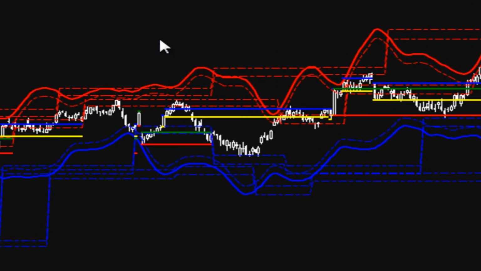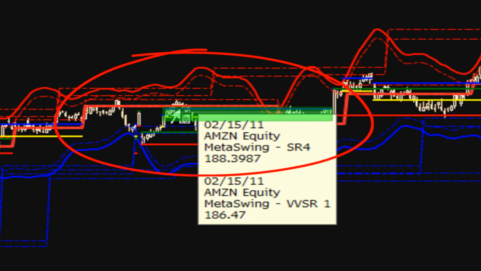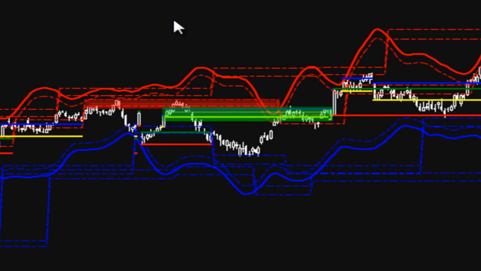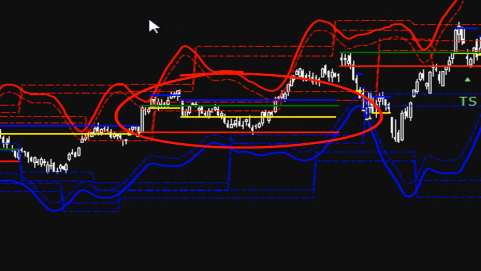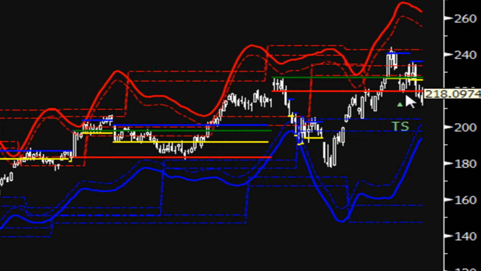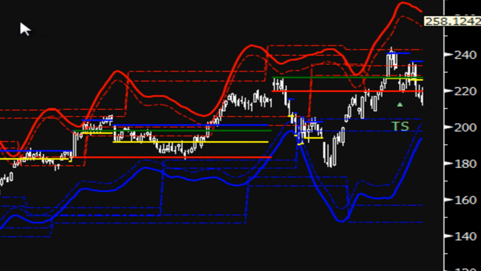And so as you'll see, for example here, there's overlap in the VVSR 1 and 2, which is the blue and yellow, and also the SR 3 and 4. Same thing if you look over, say, May through July, you'll see quite a bit of overlap with the VVSR lines and the SR 3 4 as well. And most recently, the breakdown of Amazon below the VVSR, the red line and green, those are also in close proximity to the SR 3 4. So let's go ahead and remove the other indicators so we can just focus on these and some ways that they can assist your analysis and trading.